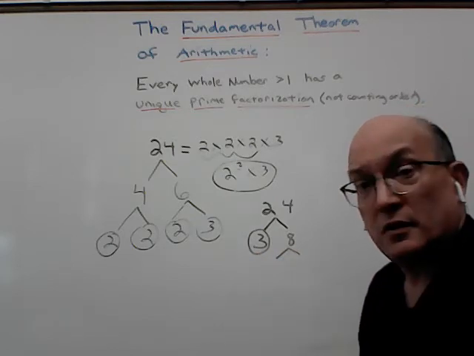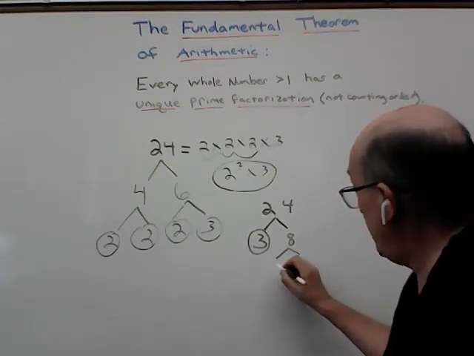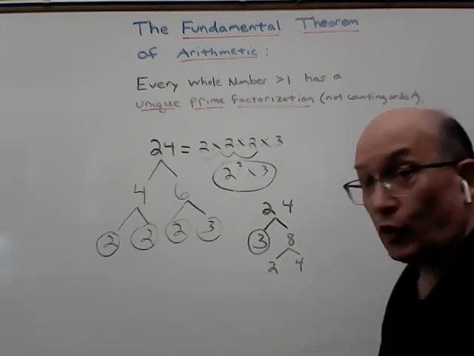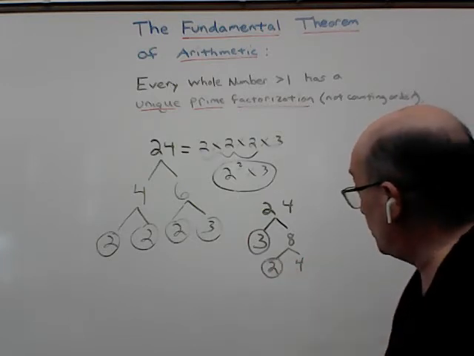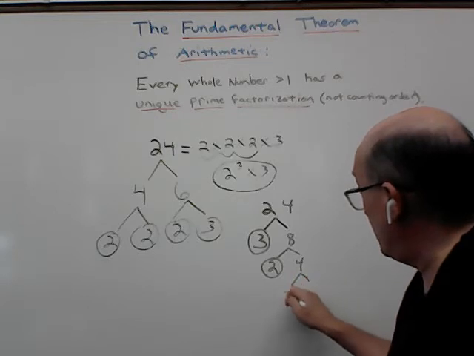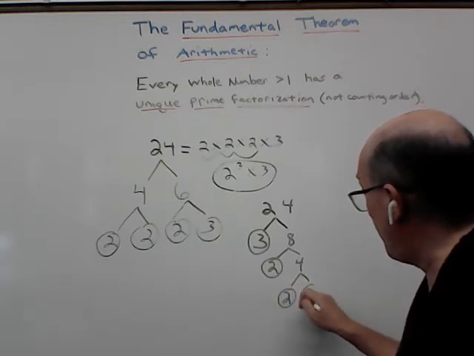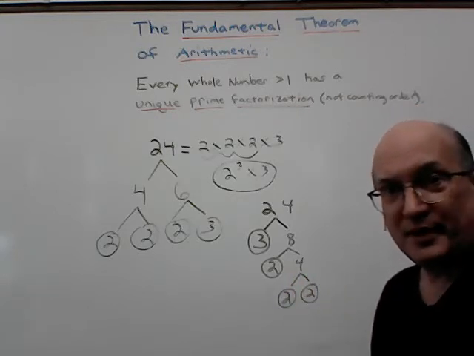And then the 8 is not prime. 8 is 2 times 4. 2 is prime, we'll circle it. The 4 is not prime. 4 is 2 times 2. Do you see what happened?